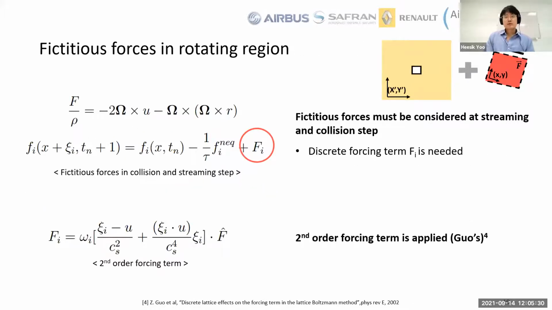The next key point is about fictitious force. As I explained before, in the rotating region, since all the vectors and flows are defined with respect to the rotating reference axis, we are in a non-inertial frame and need to consider fictitious force. We need to consider this fictitious force at each collision and streaming step, and it is implemented using the Guo forcing scheme.